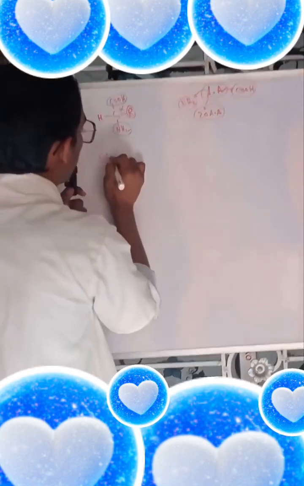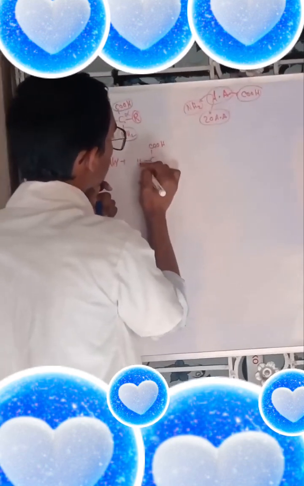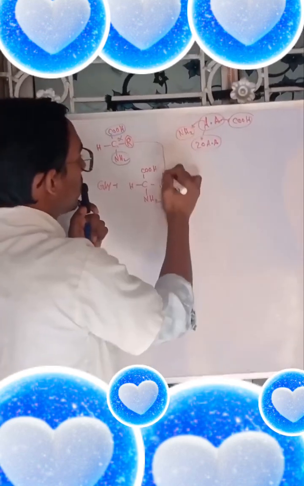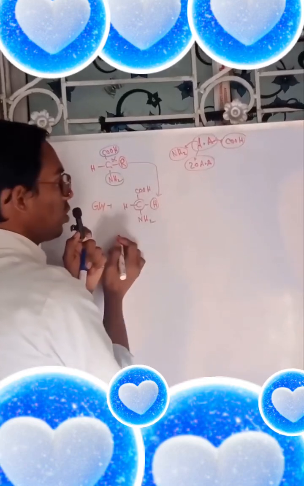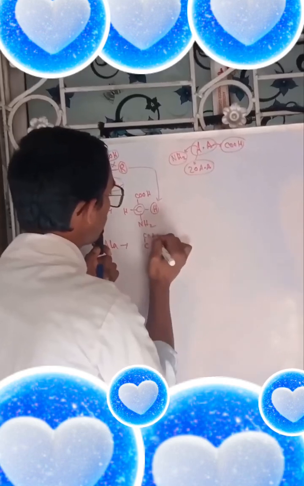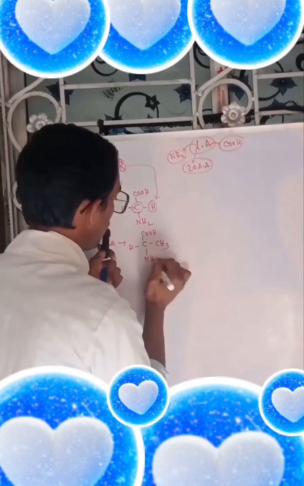First is glycine. You can see this is COOH, H, and NH2, and here R is replaced by H. This is glycine. It is optically inactive because it has no chiral carbon. Now second is alanine, which has a methyl group. If we add a phenyl group to this methyl group, we get phenylalanine.